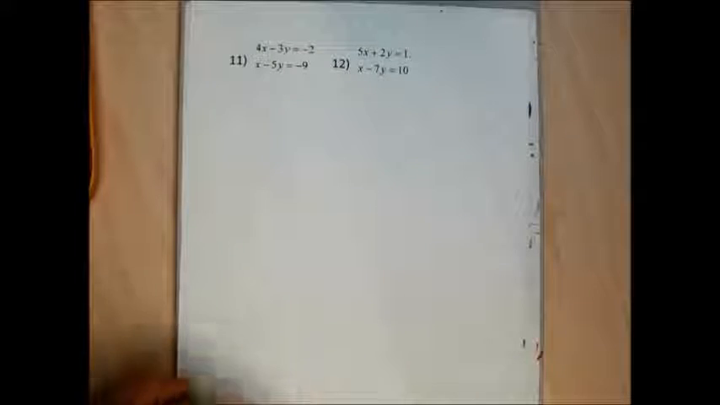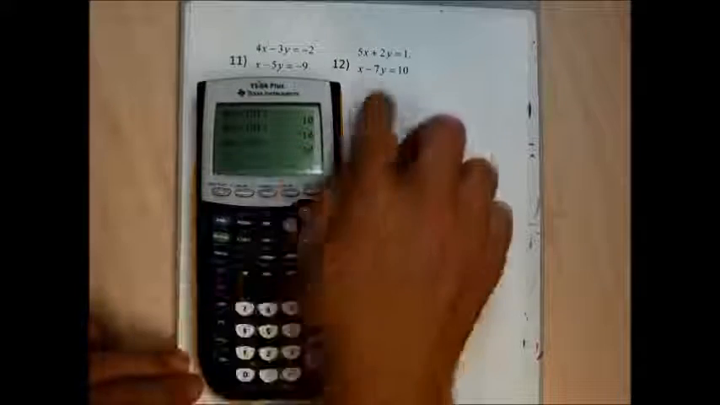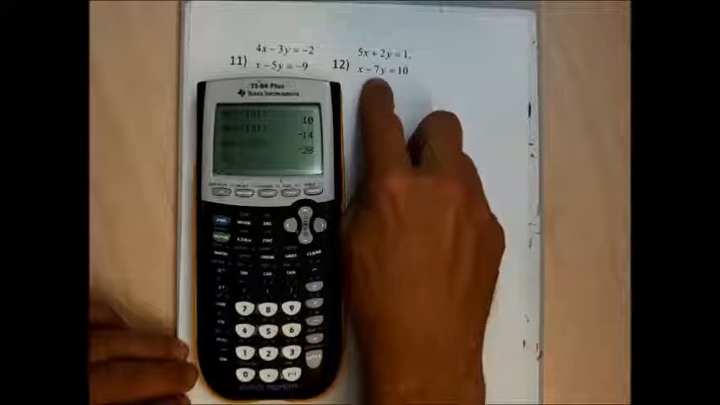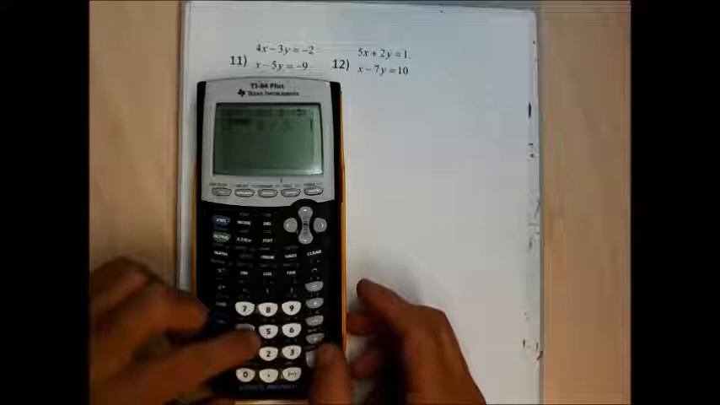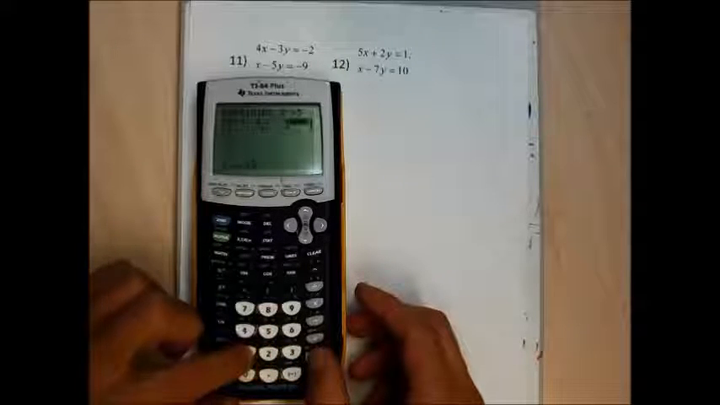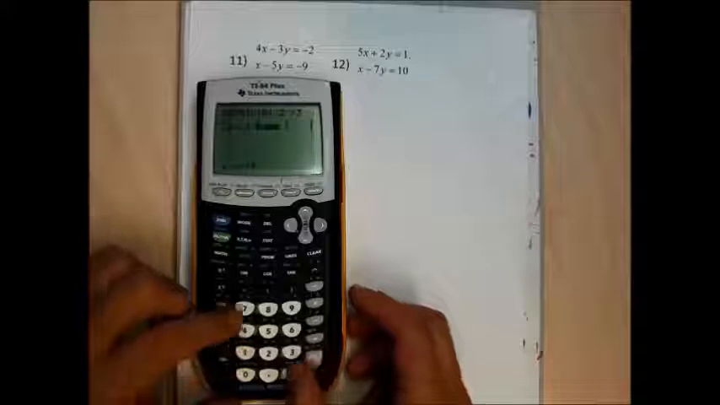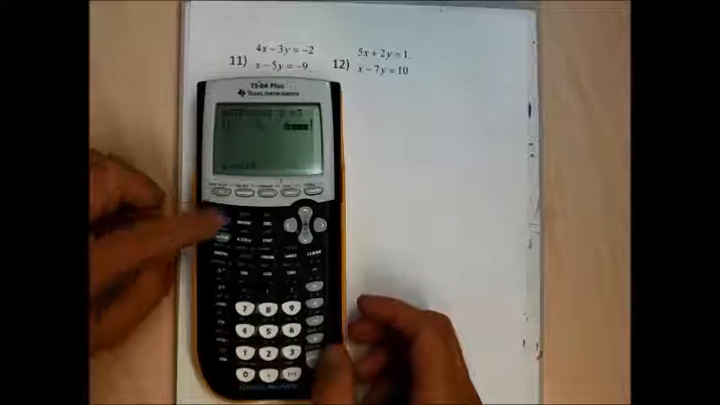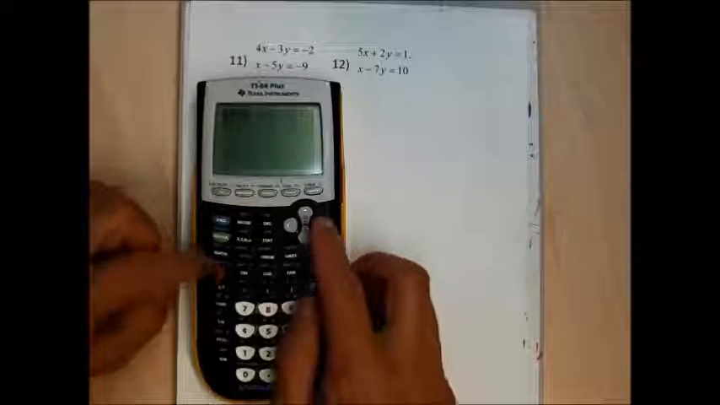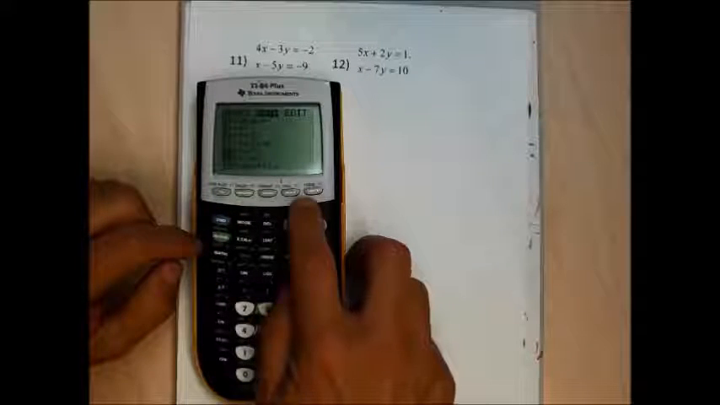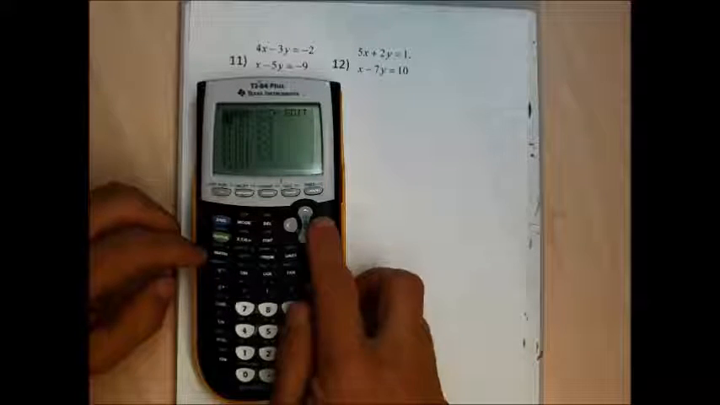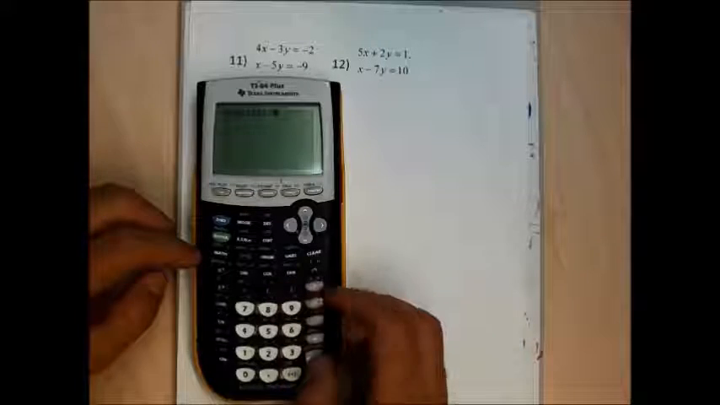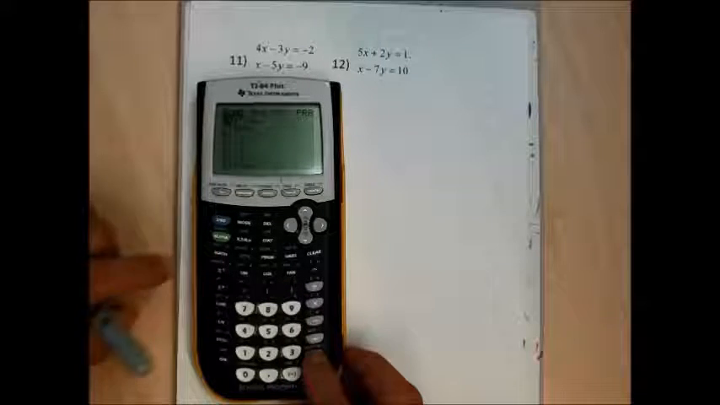I'm going to move on to problem 12. I'm going to get the answer on my calculator real quickly by entering a 2 by 3 matrix that's implied by that system of equations. So second matrix, enter a 2 by 3 matrix with 5, 2, 1, 1, -7, 10. Second quit. Second matrix math, go to RREF, and then second matrix names, close my parentheses and enter. Ooh, and then math, enter.